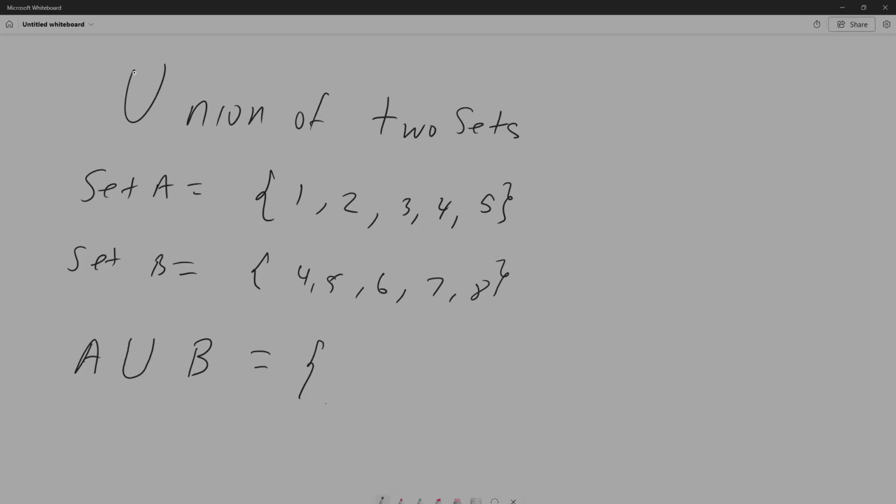So it will be 1, and then 2, then 3, then 4, then we have 5, but we don't have 6, 7, 8 on A, but we do have them on B. That means that we need to add them to the list for A union B. So 6, 7, and 8. So that would be the first example, union of two sets. Example number 1.